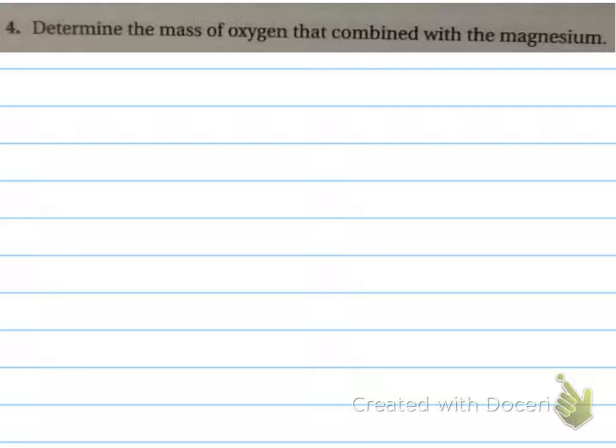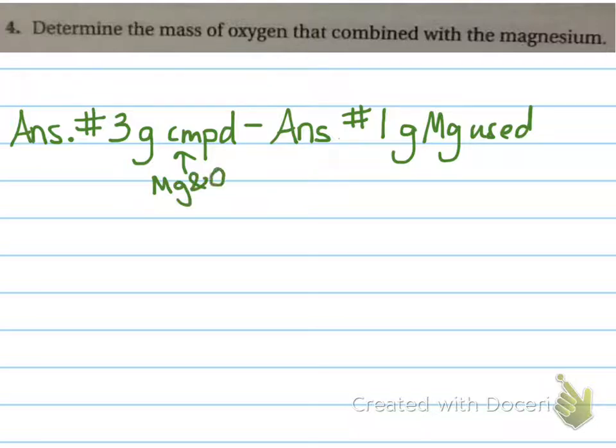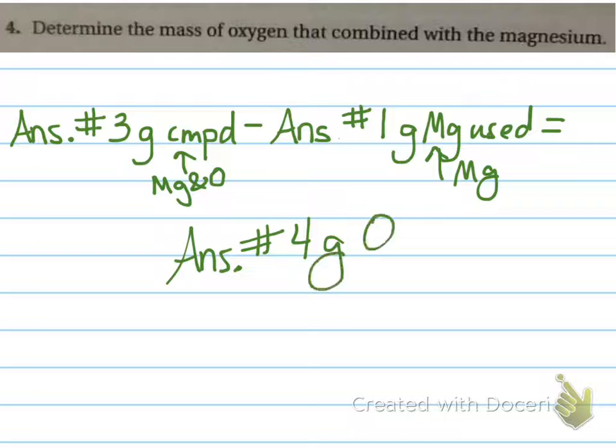Number 4, determine the mass of oxygen that combined with the magnesium. Well, my compound has both magnesium and oxygen in it, and I know how much magnesium there was. So to figure this out, I'm going to take my answer to number 3, which was my grams of compound, and I'm going to subtract my answer to number 1, which was my grams of magnesium used. Right, so this compound has magnesium and oxygen in it. This is just the magnesium, so that's going to leave me with my answer to number 4, which is my grams of oxygen that combined.